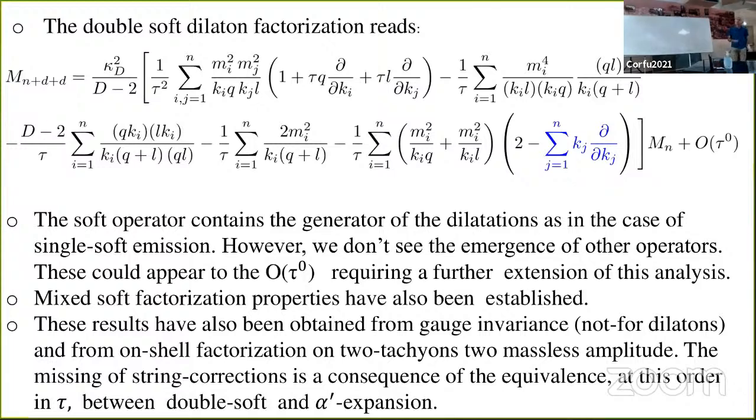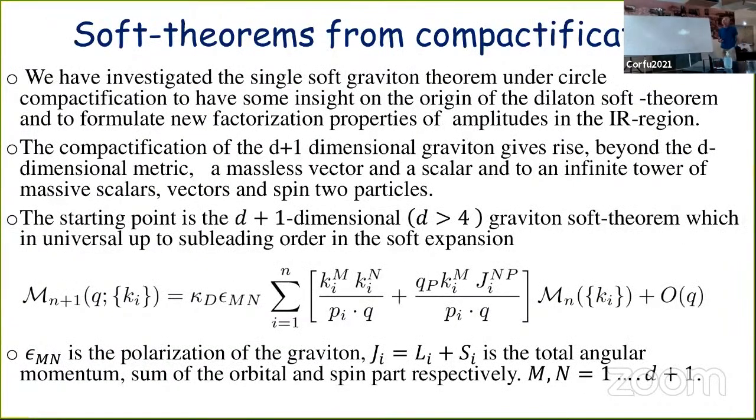Maybe this is because we stopped at this order of the expansion, and we should continue in the soft expansion. Maybe there we could see information about some eventually broken symmetry. So from this calculation, we hoped to have a signal of some symmetry that can explain the soft dilaton theorem, but we don't get further information. Okay, we have made many checks of this calculation.